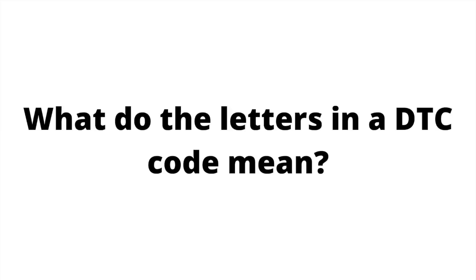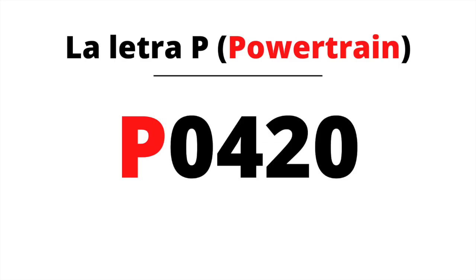What do the letters in a DTC code mean? The letter P, powertrain. If the code begins with this letter, the fault is in the vehicle's engine or transmission. Example: P0420. The letter C, chassis.